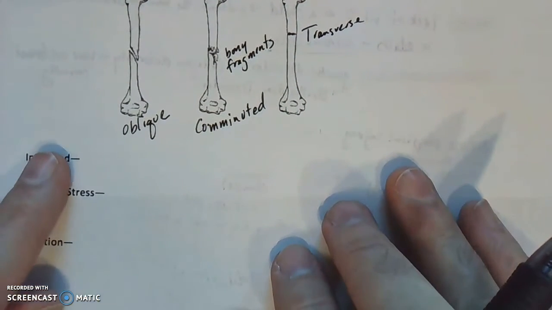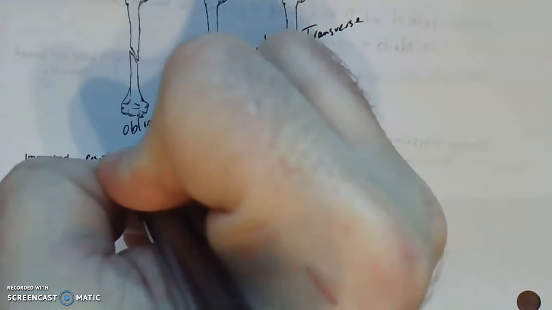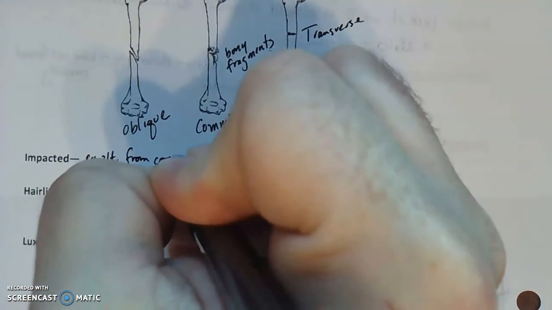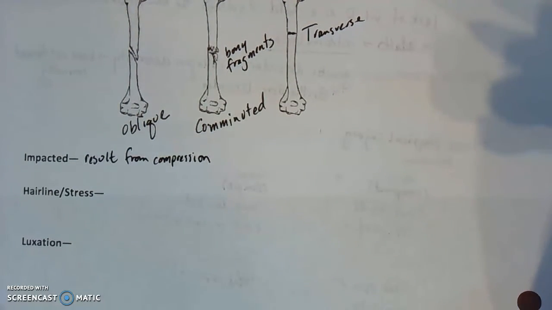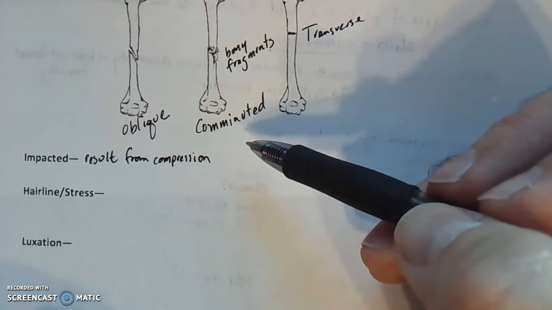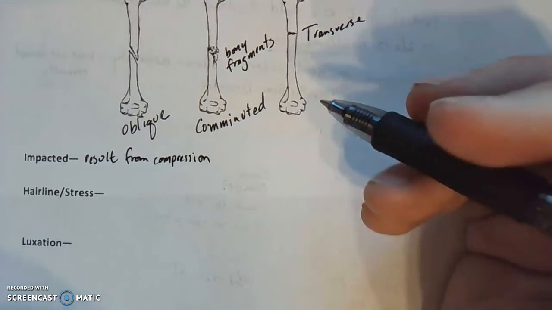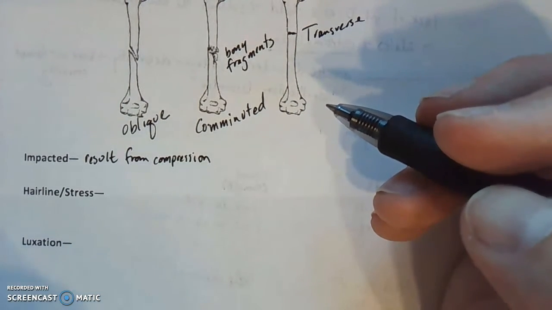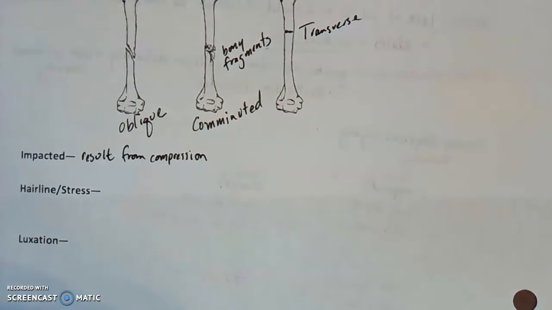We also have a couple other ones, impacted. Impacted is from compression. A lot of times if it's an impacted injury, we'll have bony fragments, or it's going to be from a direct blow from like a car. Somebody's knees that hit the dashboard might impact the bone and cause a lot of different types of fractures.